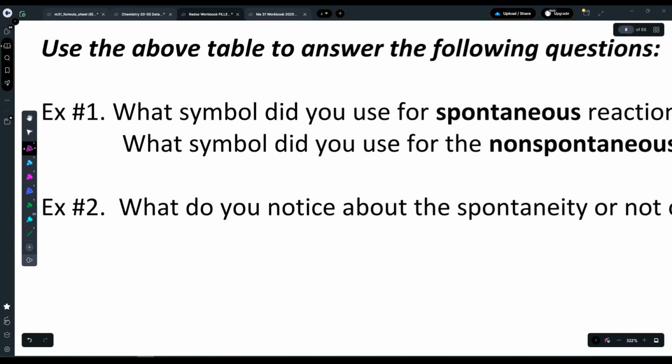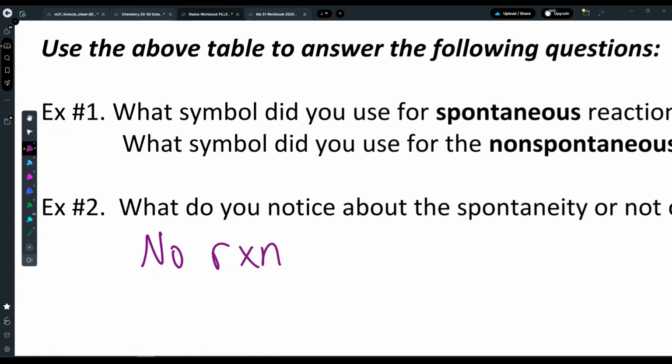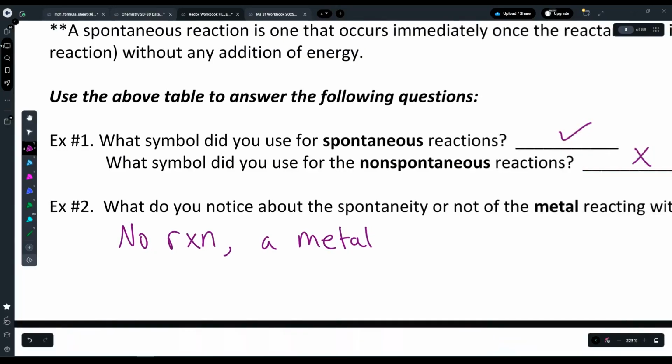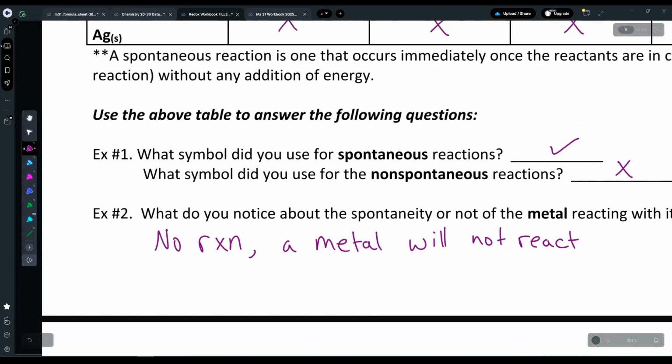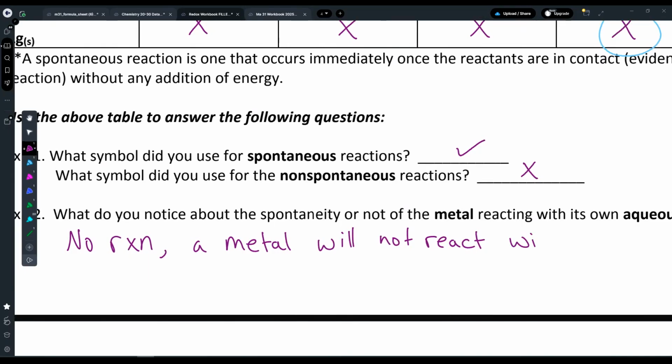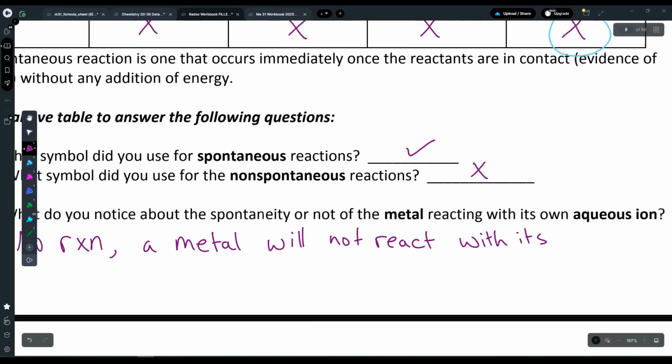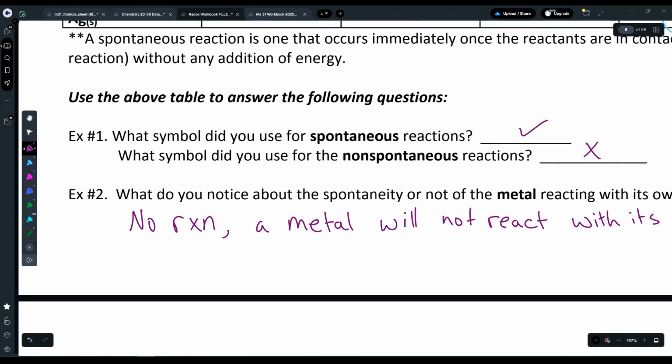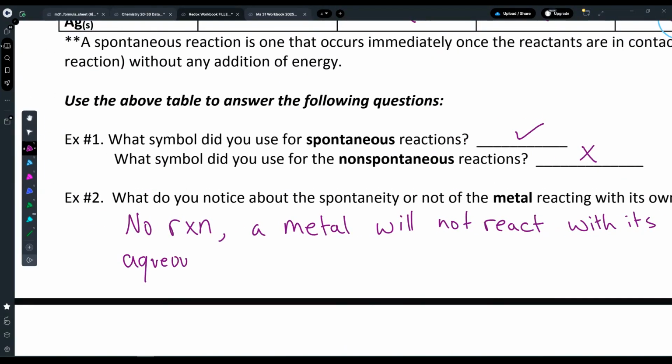So let's write that out. No reaction, which I'm going to abbreviate to RXN. A metal will not react with its own aqueous ion, so this will always be non-spontaneous. I'm going to abbreviate non-spontaneous just to non-spon.